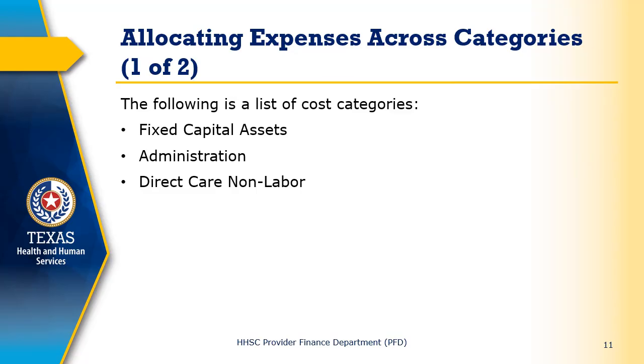Allocating expenses across various categories is essential for ensuring proper financial management within an organization. Fixed capital assets represent the long-term investments made by an organization, such as buildings and equipment. The administration category typically includes costs related to management and support functions that facilitate organizational operations, such as salaries for administrative staff and office supplies. Direct care non-labor costs refer to the expenditures related to patient care that do not include salaries, such as medical supplies, equipment repairs, and facility maintenance.